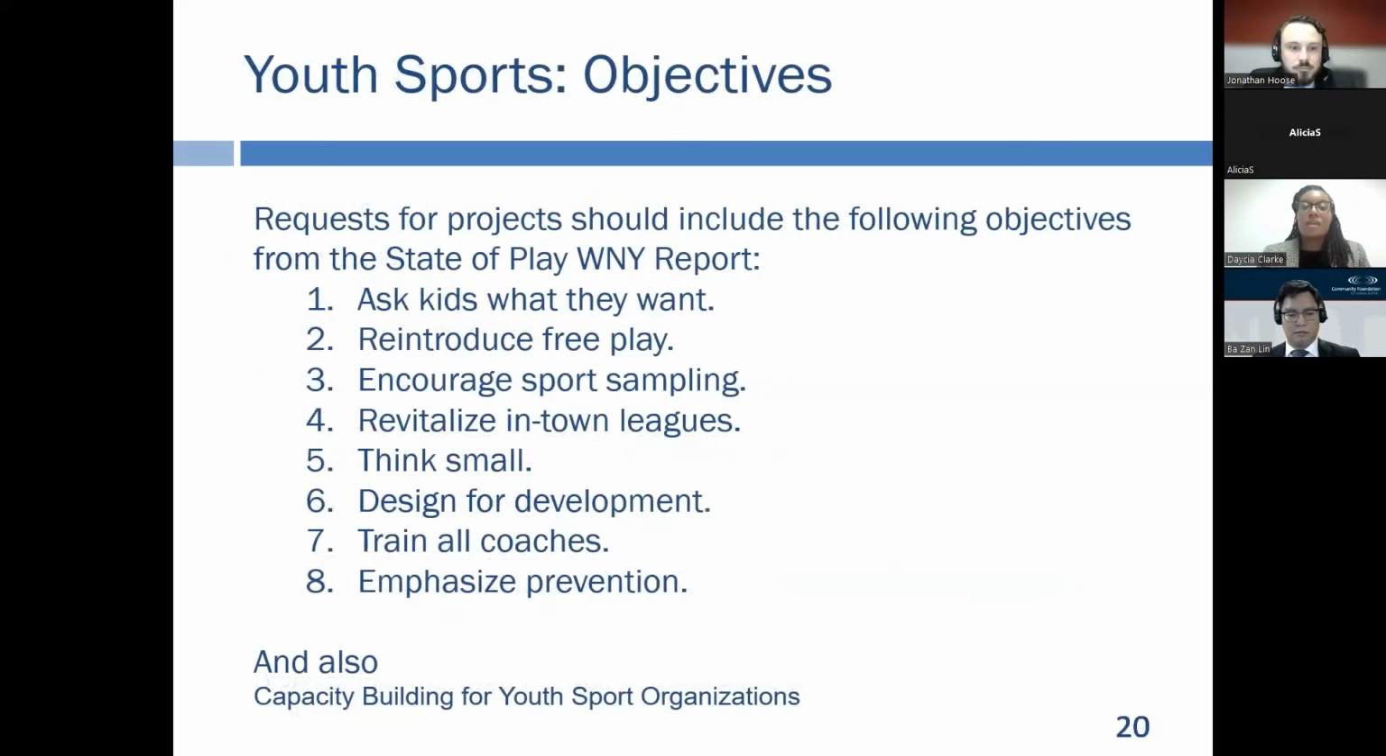Our youth sport objectives are built around the State of Play Western New York report. So I do encourage that you take some time out and read through that report that gives an overview of the state of play, recreation, and sport for our youth in this region. There are 8 distinct plays that have been identified by the Aspen Institute to support quality youth sports. And here in Western New York, we are heavily focused on 3 areas: reintroducing free play, encouraging sports sampling, training all coaches, and, unique to our region, we also have a focus on capacity building for youth sport organizations.